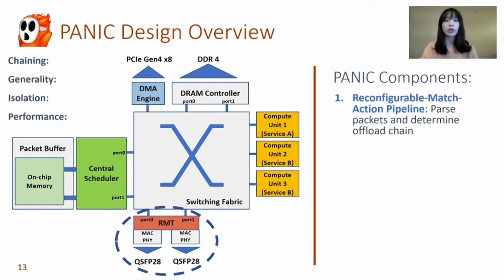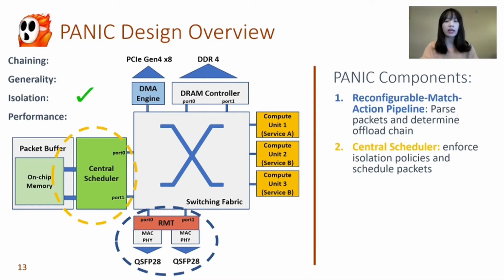First, Panic uses a reconfigurable match action pipeline to look up the offload chain and isolation policy for every incoming network packet. Then Panic uses the central scheduler to enforce the isolation policy and schedule packets between different compute units. The central scheduler helps us to achieve the isolation requirements.